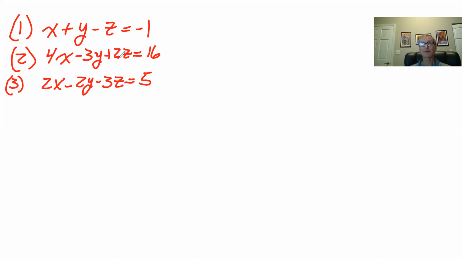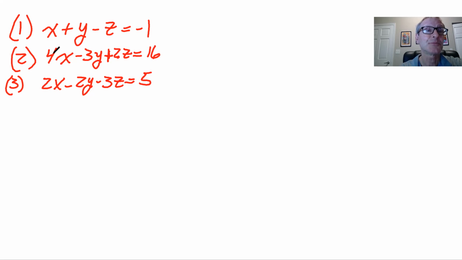I'm going to leave the equations in this order. The first one is the simplest, and that's usually the one you want to put on the top anyways, or the one you want to use. And so looking at these numbers, let's just get rid of the x variable first. So again, strategy is use the top equation to get rid of the x variables in the next two.